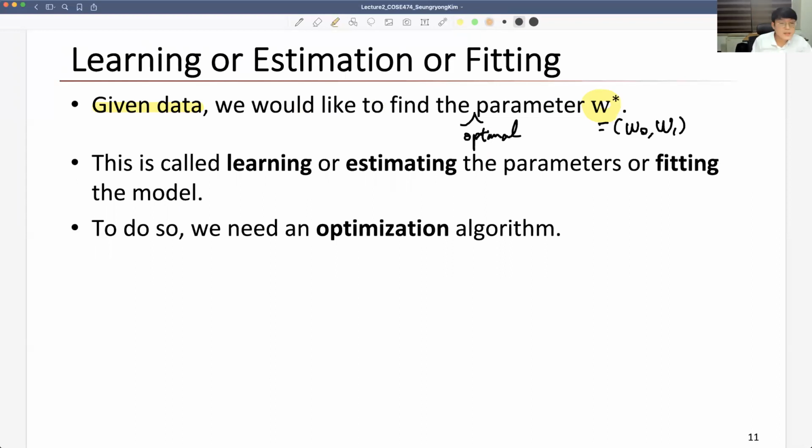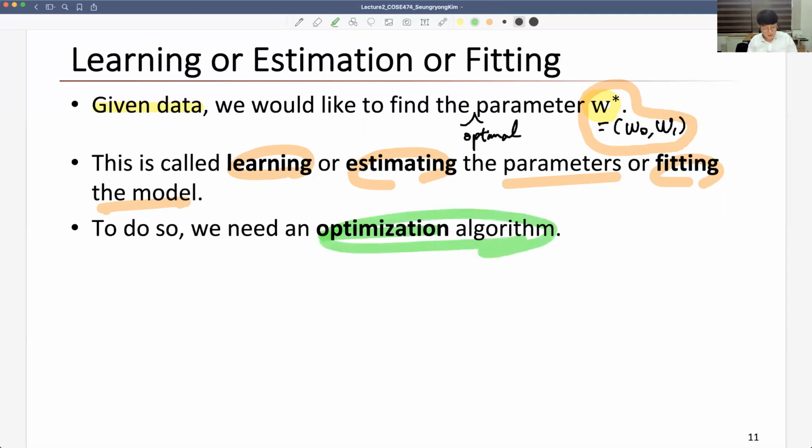So actually, this process is called learning, or estimating the parameter, or fitting the model, or fitting the mapping function. Then the objective of linear regression is to find the linear equation parameter W that fits the model on our training data well. So the question is how to find this parameter. To find it, we need to define an optimization algorithm.